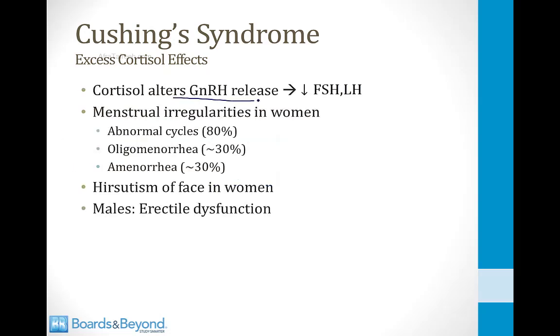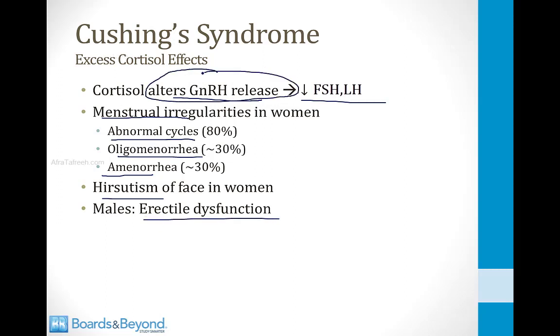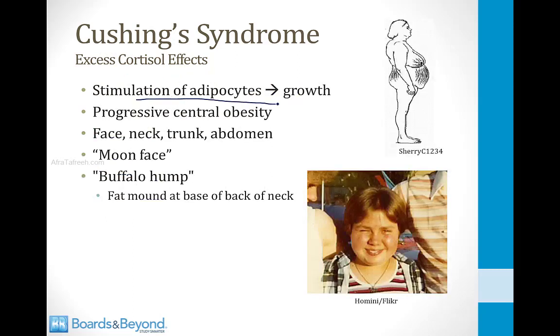Cortisol alters GnRH release from the pituitary, and this can lower the levels of the sex hormones. In women, this will lead to menstrual irregularities. These are very common in women who have Cushing's syndrome. About 80% will have abnormal menstrual cycles, about a third have oligomenorrhea, and a third will have amenorrhea. In addition, many women who have Cushing's syndrome develop hirsutism, which is hair on the face. And in men who have Cushing's syndrome, erectile dysfunction is very common, and all of this is related to the alteration of GnRH release.